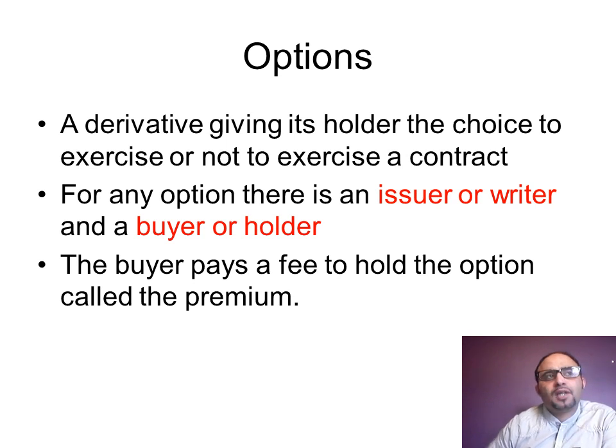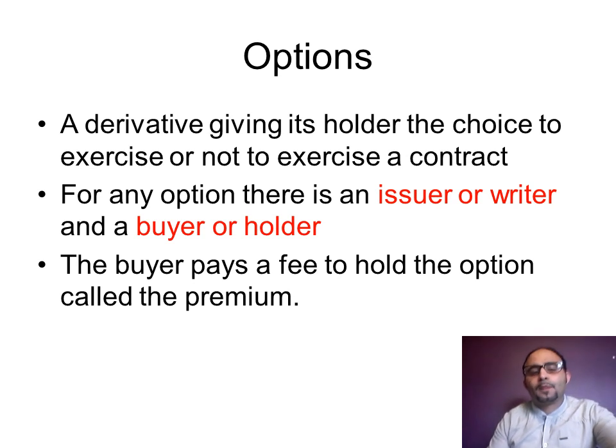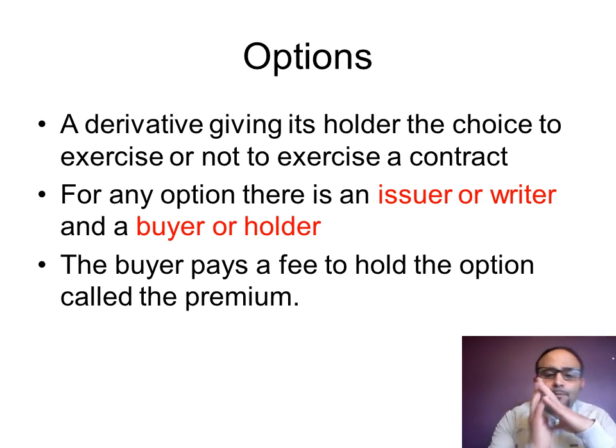Well, an option is simply a derivative that gives its holder the right, or the option, or the choice to exercise or not to exercise a contract. Now, for any option, there is an issuer and there is a writer, and the buyer pays a fee to hold the option, and that fee is simply called a premium.